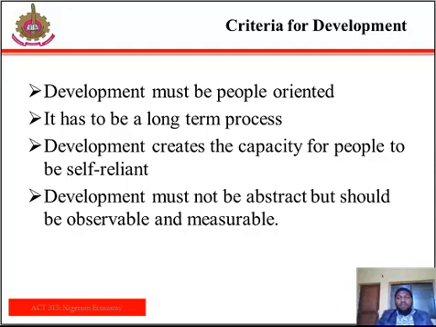The criteria for development. Based on the objective of development, the following can be said to be the criteria for development. The first one is 1. Development must be people-oriented, which means that there cannot be development if people are not benefiting from it. When people are benefiting from it, then we can say there is development. So development must be people-oriented.